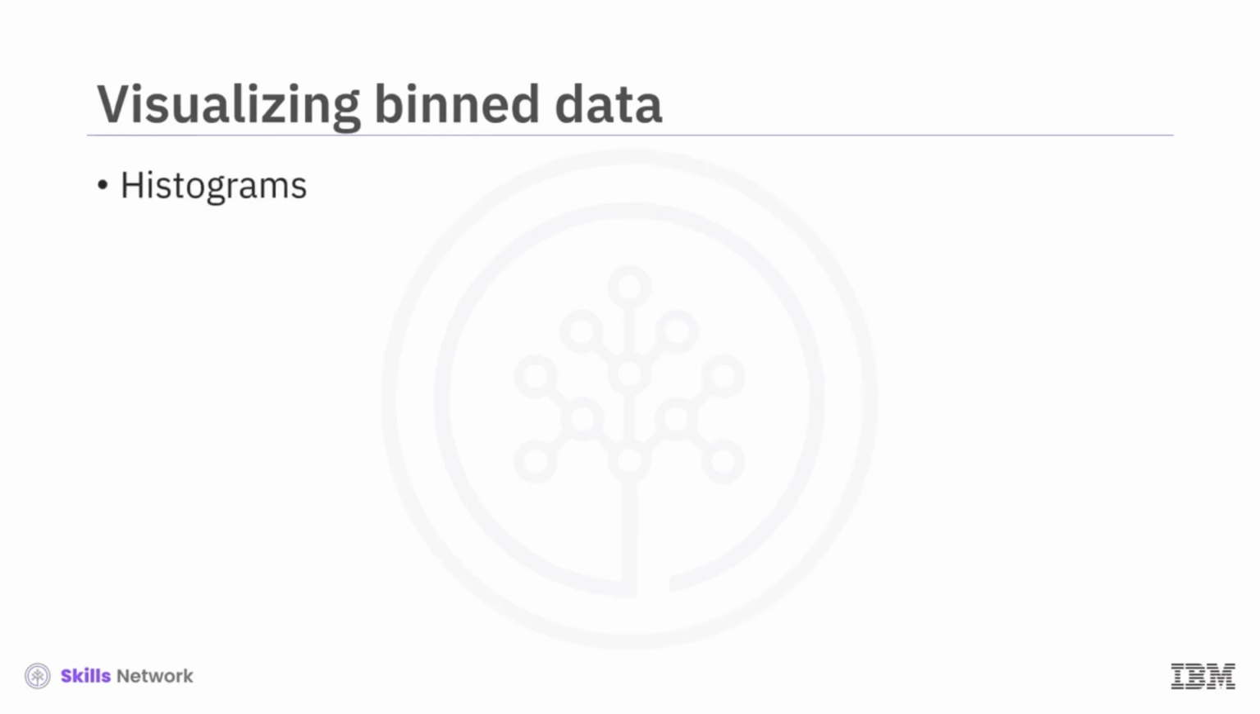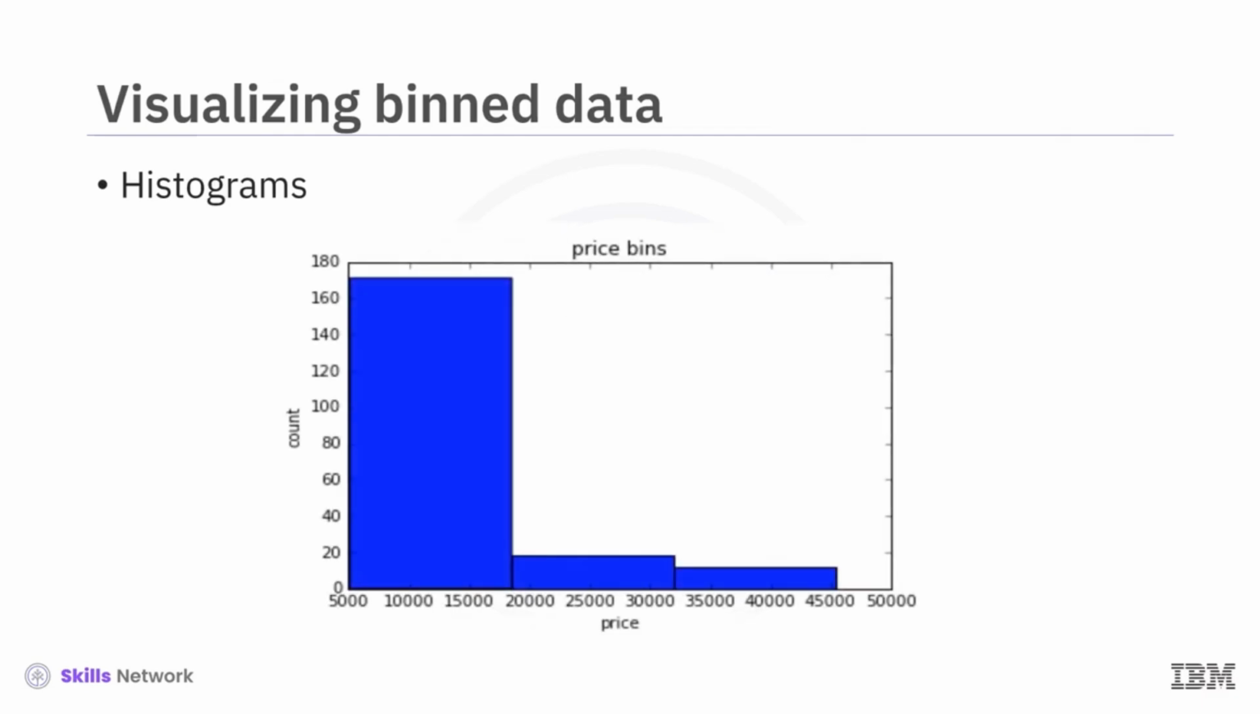You can then use histograms to visualize the distribution of the data after they've been divided into bins. This is the histogram that we plotted based on the binning that we applied in the price feature. From the plot, it is clear that most cars have a low price, and only very few cars have high price.